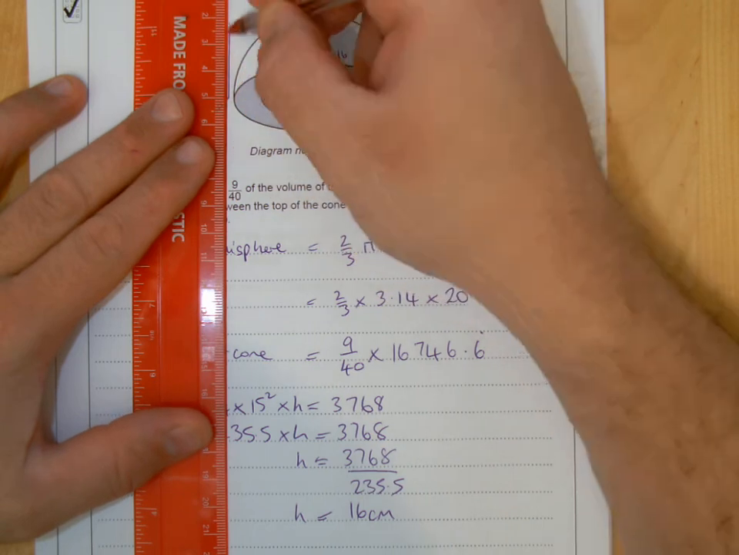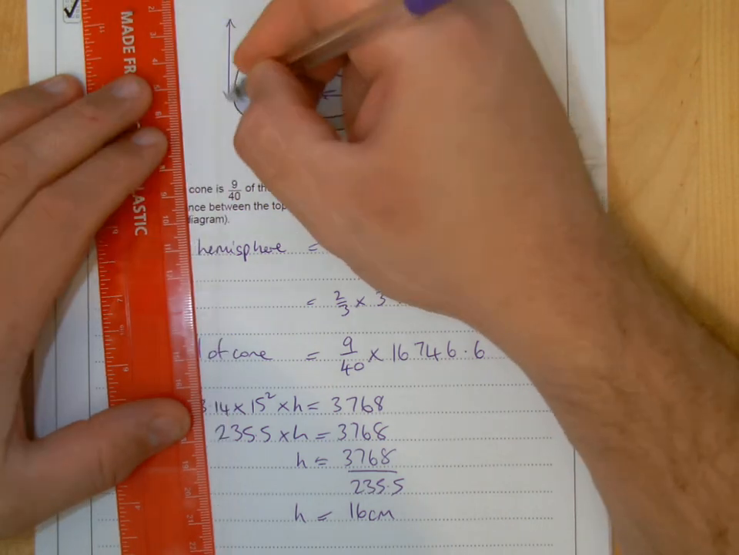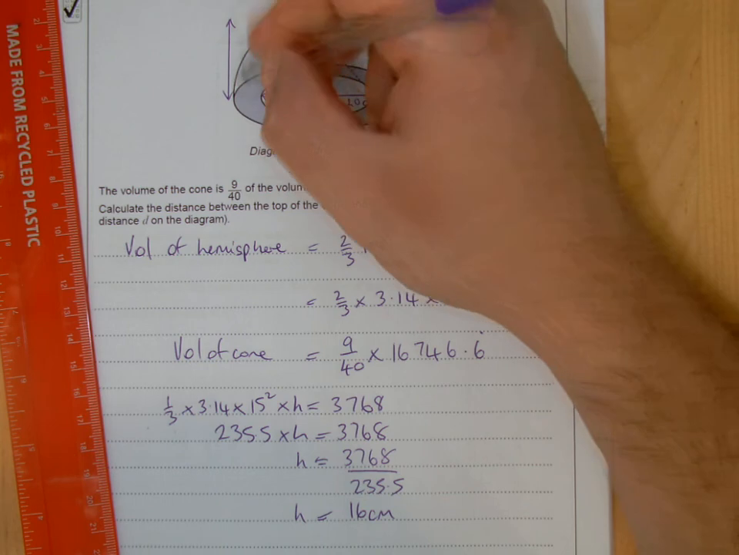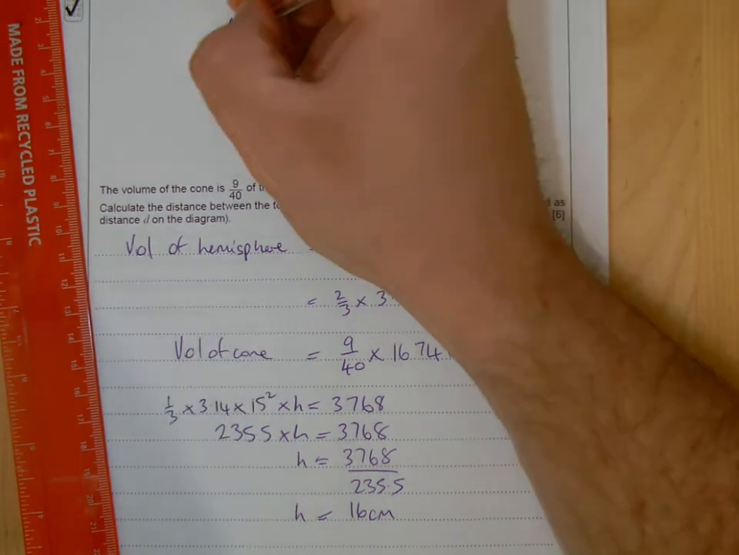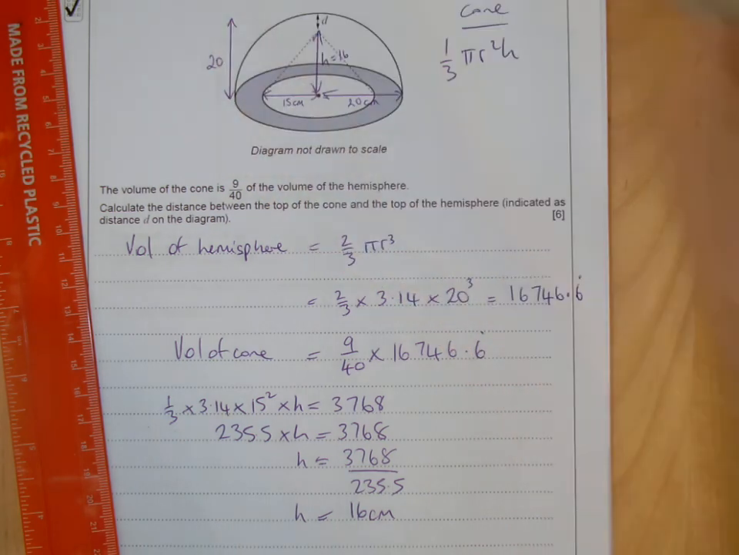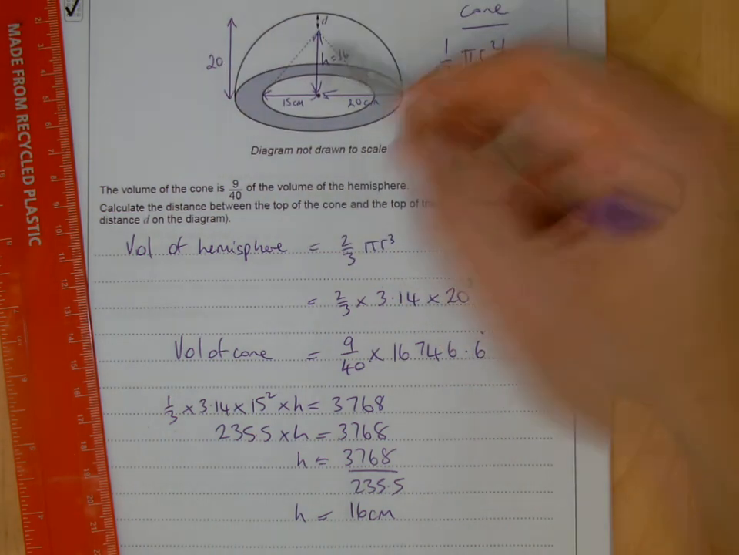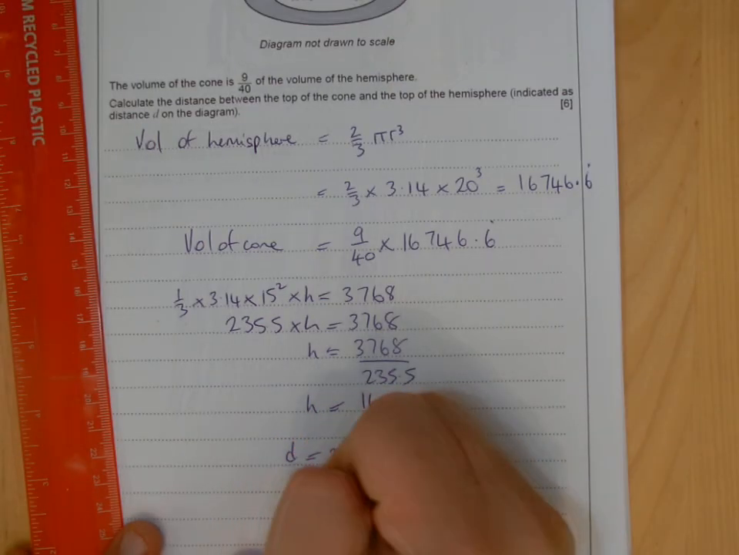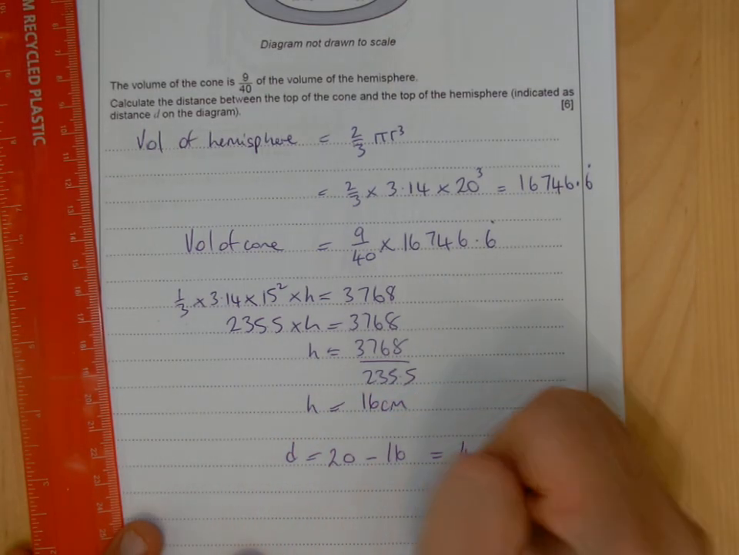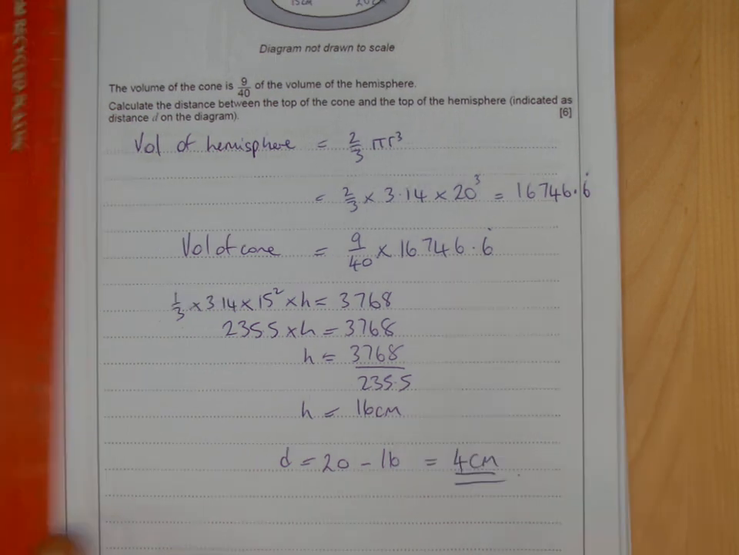But of course, when it comes to a hemisphere, we don't think about it in terms of height. We just think about the radius, because it's the radius swept around. That's what the hemisphere is. So it's going to be 20 there, isn't it? So if this is 16, that's 20. Little d then is going to be, of course, 20 take away 16, which is just going to be exactly 4 centimeters.